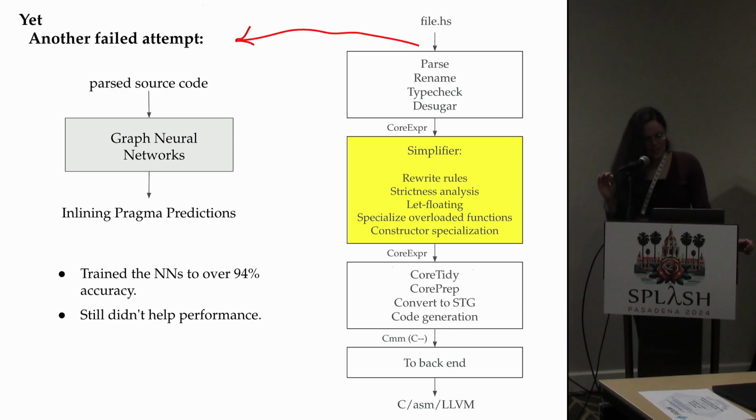So we used this training data, trained our neural networks, and again, we got them up to really high accuracy, like 94% and above for packages, and they still didn't significantly help performance.